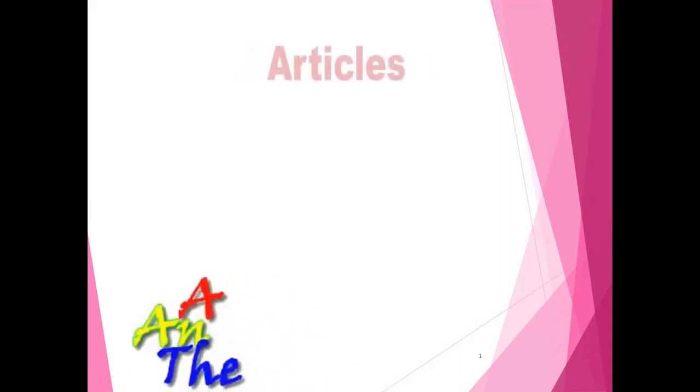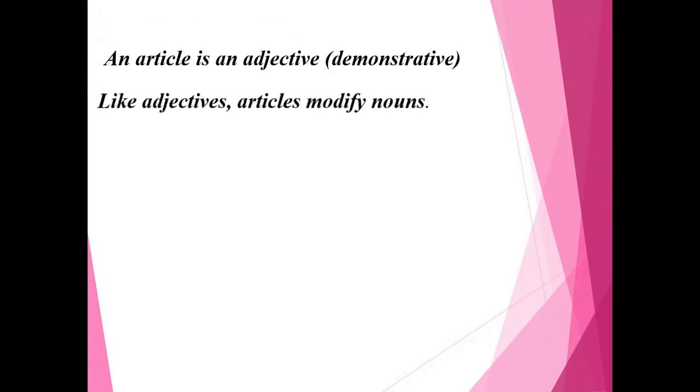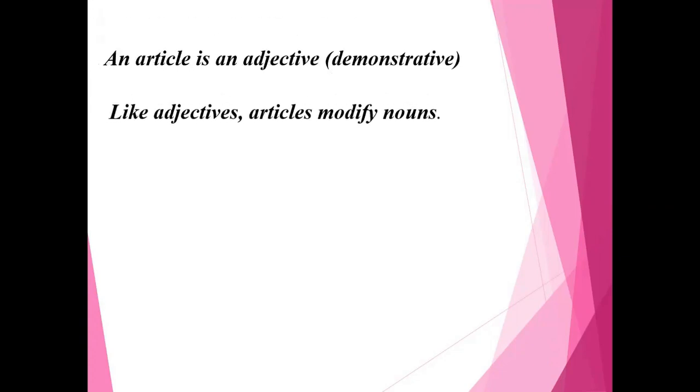Articles Part 2. In the previous video, we have already discussed what articles are. Let's take a quick review. An article is an adjective, that's why we call it a demonstrative adjective as well. Like adjectives, articles modify nouns.